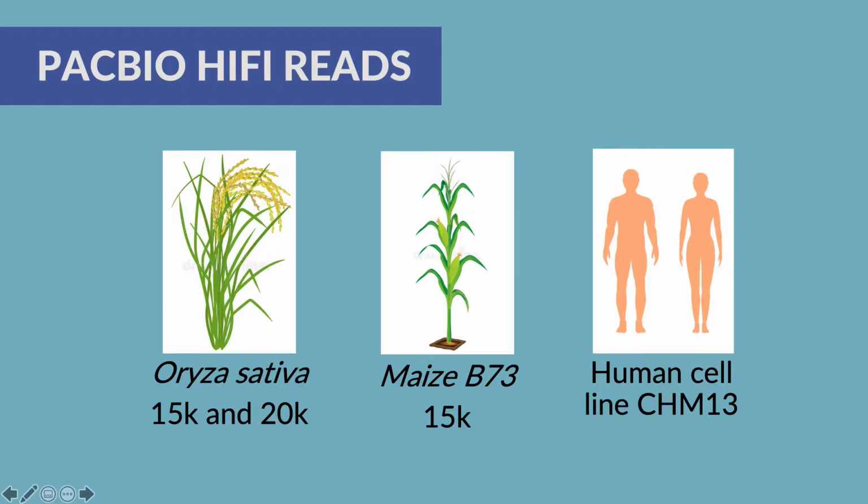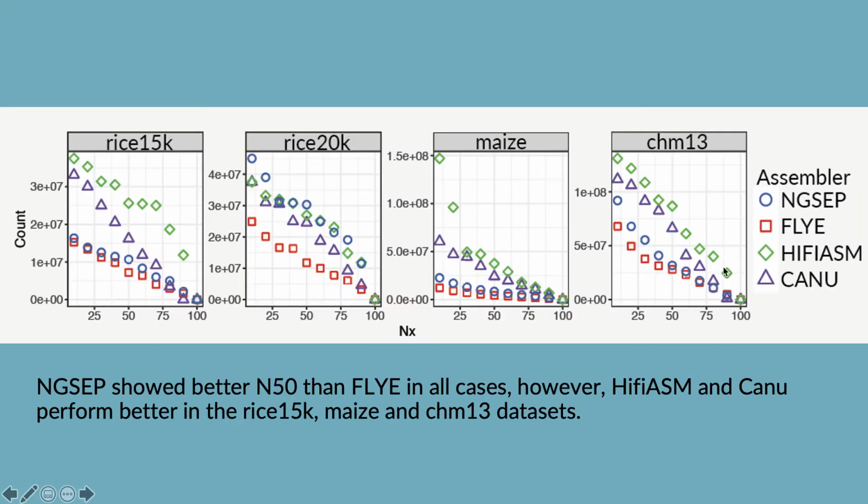We ran our algorithm on HiFi PacBio sequencing data taken from rice, maize, and the human cell line CHM13, and then we compare our assemblies with those of Canu, hifiasm, and Flye. And our algorithm ranked first on the rice sample, achieving a median contig length of 30 megabases and a complete assembly of 7 of the 12 chromosomes.